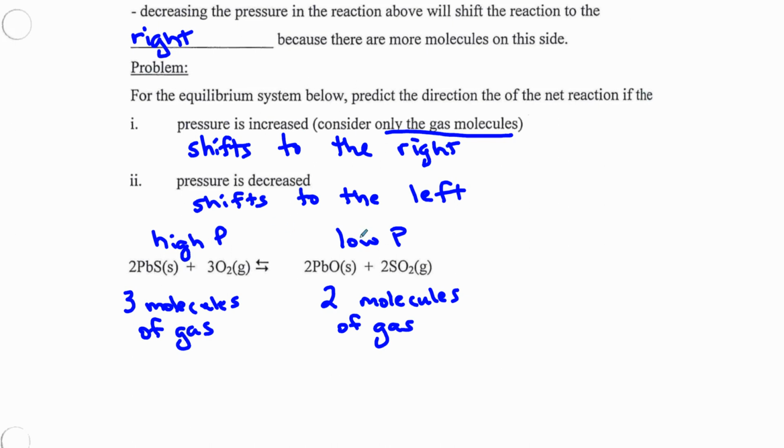Okay, so the right and left are not connected to the increase and decrease. Each reaction will be different in terms of which side is high pressure and which side is low pressure. So they're always trying to counteract the change. So if the pressure increases, it shifts to the low pressure side. If the pressure is decreased, it shifts toward the high pressure side.